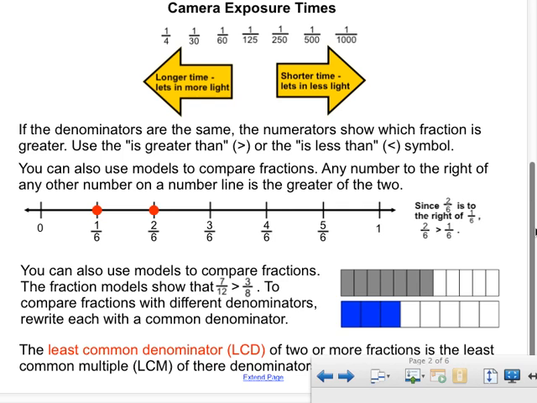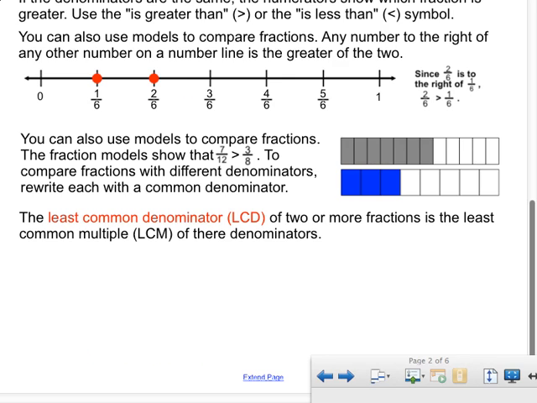Since 2/6 is to the right, it's greater than, but also since they have the same denominator, that's when you look at the numerators and you say which one's the larger numerator. Well, that's the larger value. Do you guys understand? Okay. So this is a lot of review. You can also use models, and I had some questions about this earlier. You can also use models to compare fractions. The fraction models show that 7/12 is greater than 3/8.